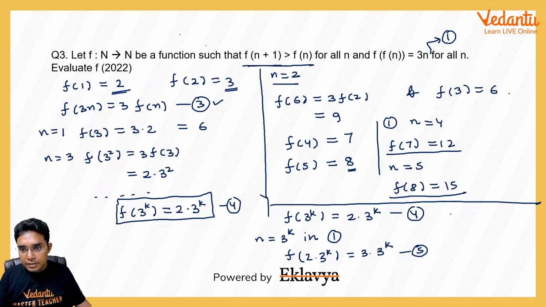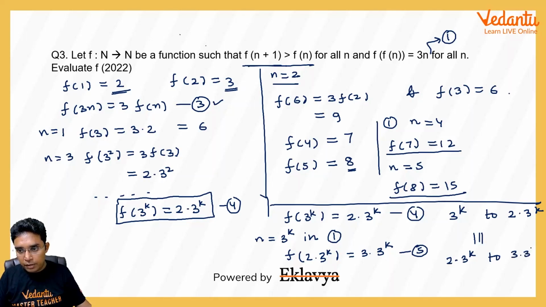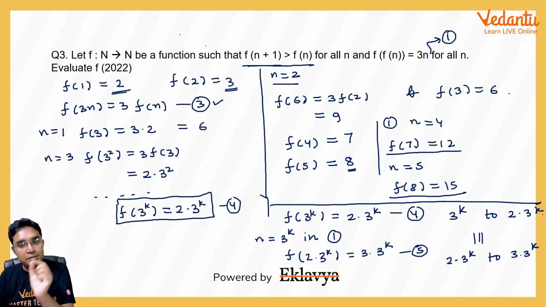Now everybody please see, 3 power k to 2 into 3 power k, inclusive of both 3 power k and 2 into 3 power k, you can see the numbers are exactly the same in count as in 2 into 3 power k to 3 into 3 power k. This equivalent sign I am using for counts, that between 3 power k and 2 into 3 power k we have the same number of numbers as we have for 2 into 3 power k to 3 into 3 power k.